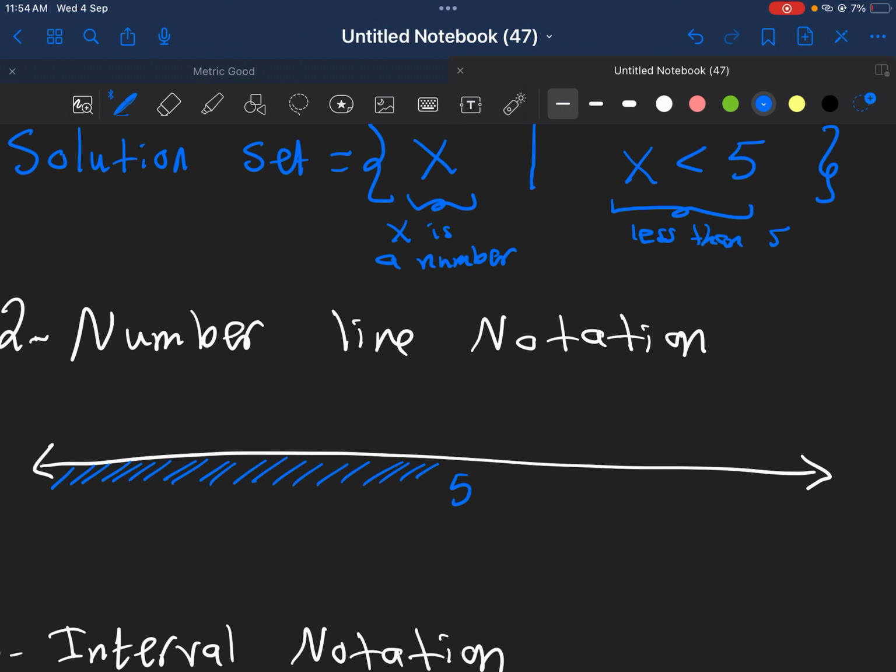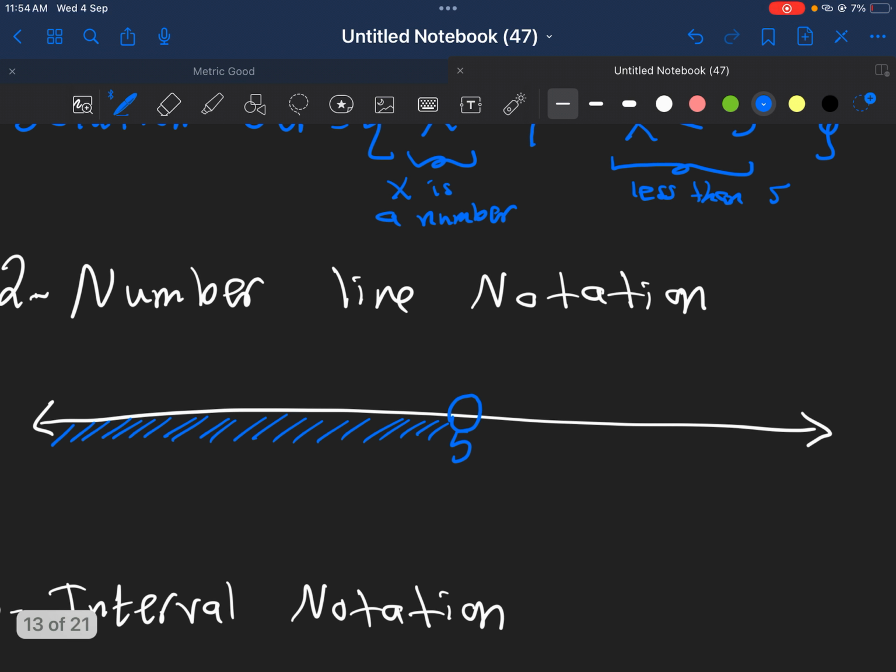Next, we ask ourselves, what happened at 5? Should we shade 5 like this, or shouldn't we shade 5 and make it open? Well, because x is only less than 5, 5 is not included. So we'll just write an open circle here. And that's what we call the number line.